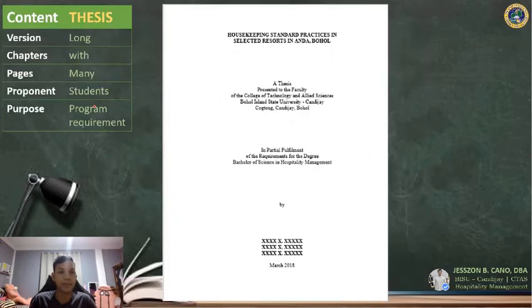Right, so let's proceed to a thesis format. This is an example of a thesis format. It is long. It has chapters 1 to 3, and there are many pages. I think it's 200 to 300 pages, and the proponent is a student. So the student will conduct a thesis as a requirement for a certain program. The student will not be able to graduate in a certain program if he or she cannot pass the thesis writing.